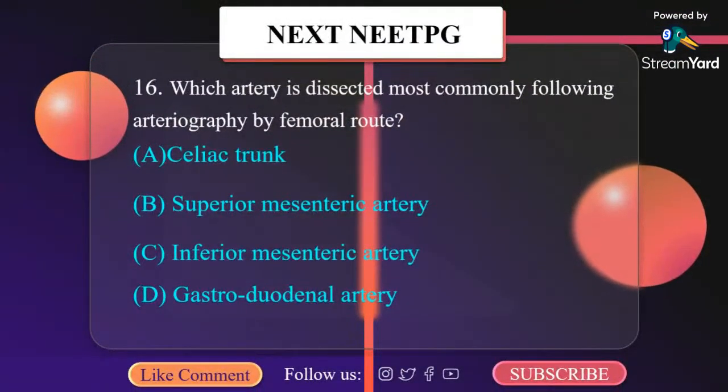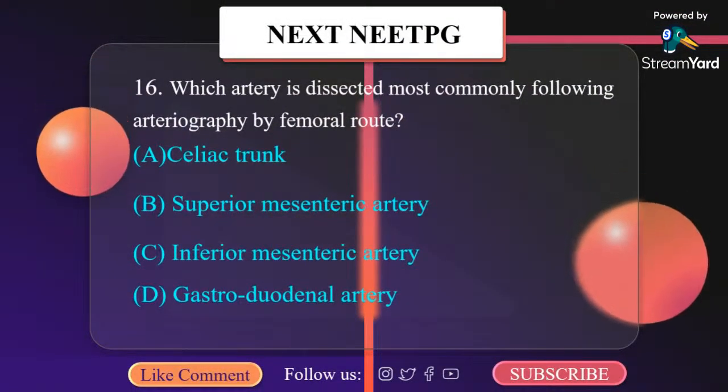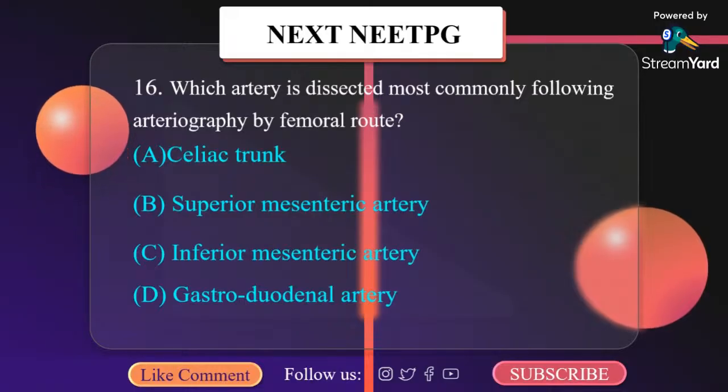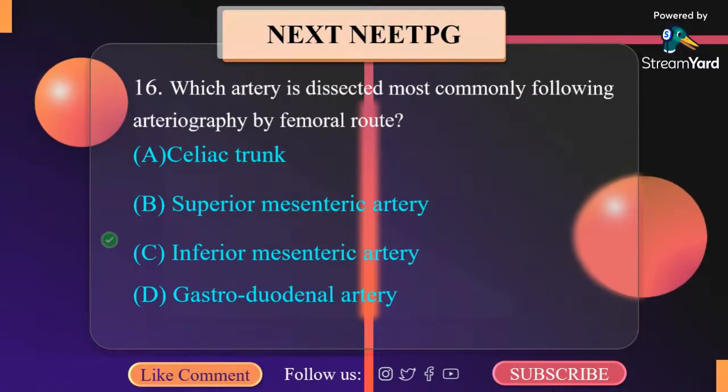Which artery is most commonly injured following arteriography of the femoral route? A. Celiac trunk, superior mesenteric artery, inferior mesenteric artery, gastrointestinal, inferior mesenteric artery.